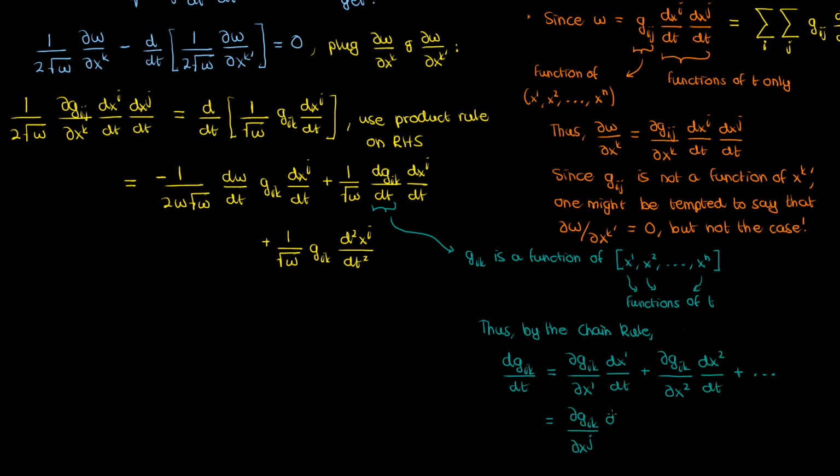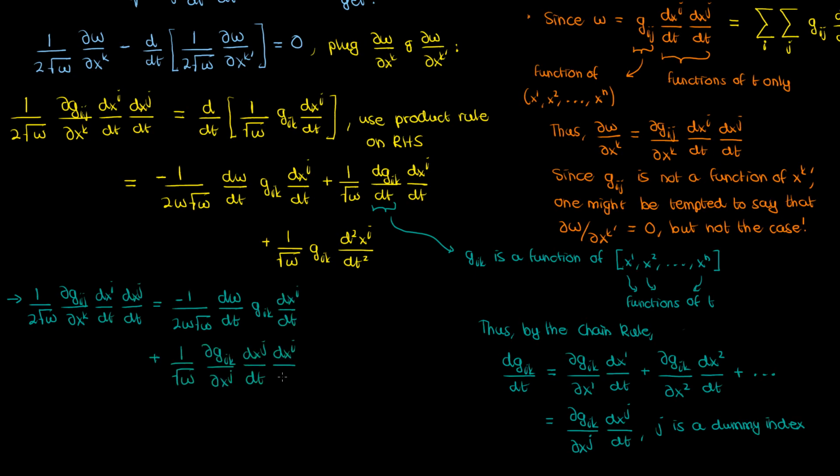I can simplify this by Einstein notation by using j as my dummy index to express this long expression as the sum over j of the partial of g sub ik with respect to x super j times the t derivative of x super j. When I perform the simplification, this is what I get with my Euler-Lagrange equation.